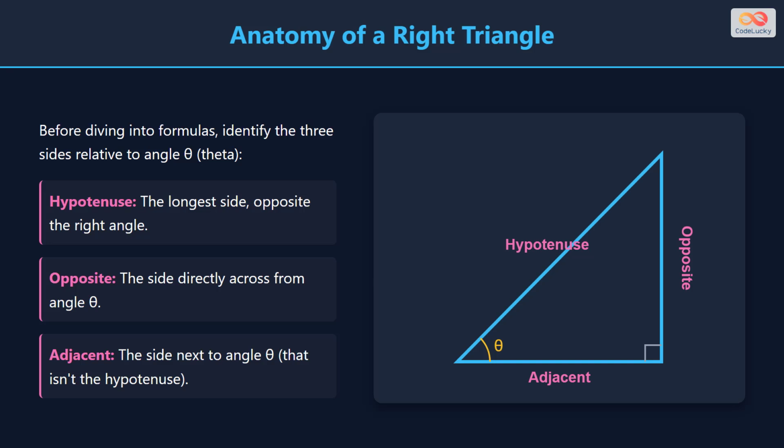Everything starts with the right-angled triangle. Before you can use any formula, you need to be able to label the sides correctly relative to your angle of interest, which we usually call theta. The hypotenuse is always the longest side, opposite the right angle. The opposite side is directly across from theta, and the adjacent side is the one right next to it. Identifying these correctly is step 1.